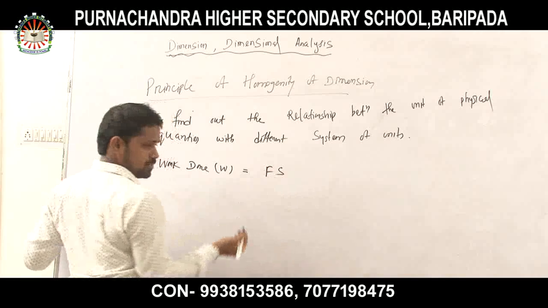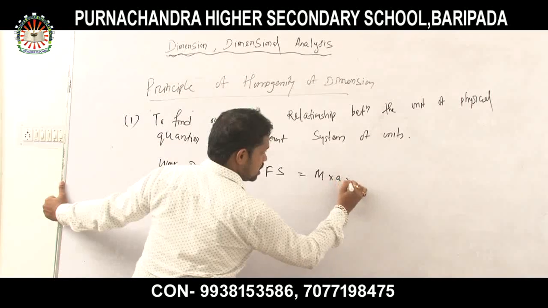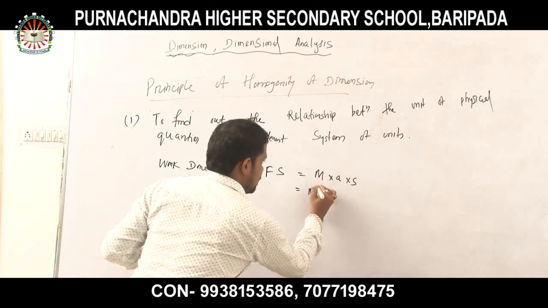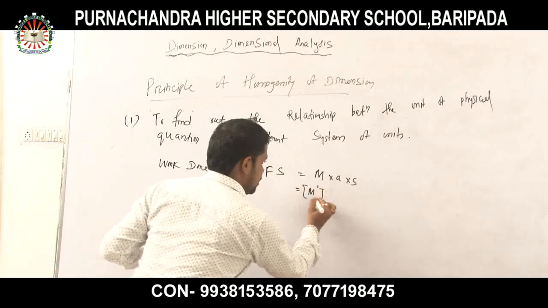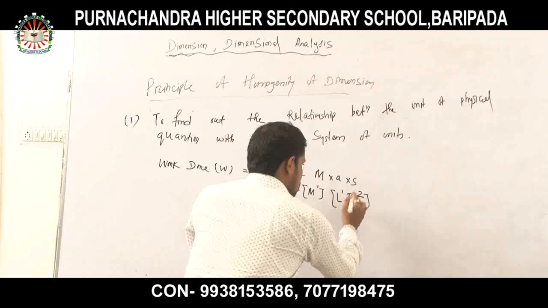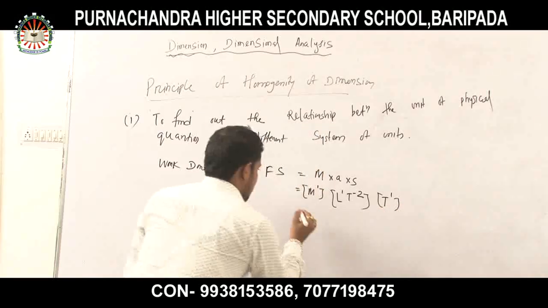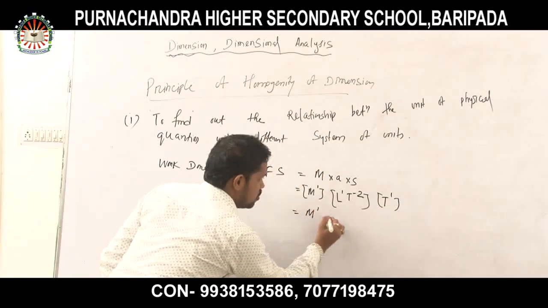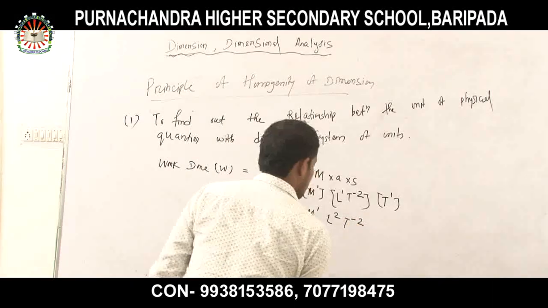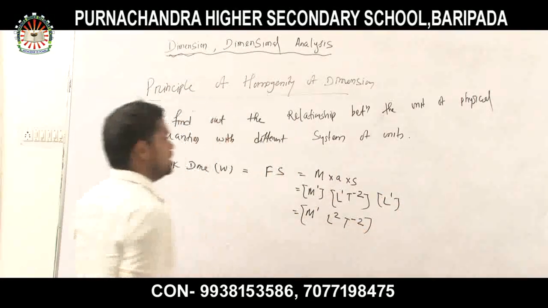So work done is simply F times s. F is mass into acceleration, times s. So the mass dimension is M1. Acceleration is L1 T to the power minus 2, and s is displacement, which is L1. So let us combine this. So M1, L2, T to the power minus 2.